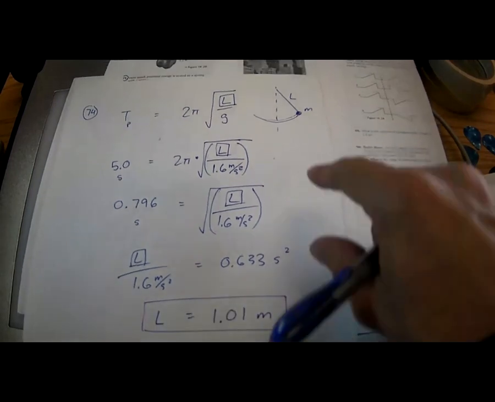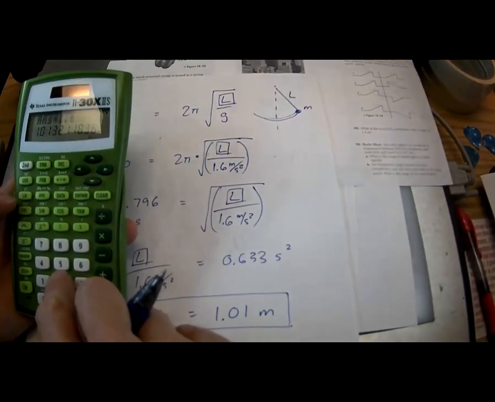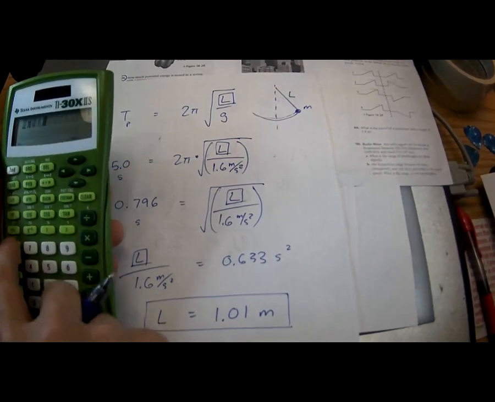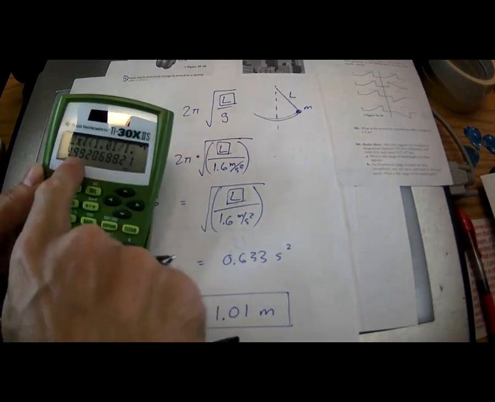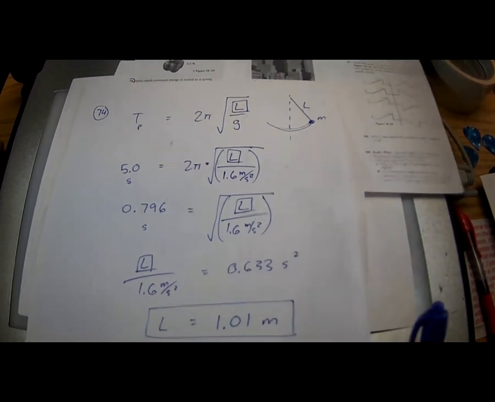I'll go back to the beginning and just double check my answer. So it is 2 pi times the square root of 1.01 meters divided by 1.6 meters per second squared. Yep, that's about 5 seconds. Okay, so it all checks out. Of course, my numbers are different than the book numbers, like I normally do in these notes. But that's how you solve that.